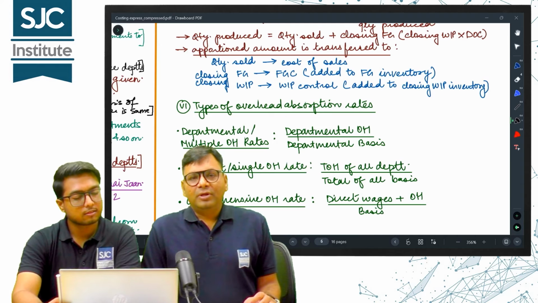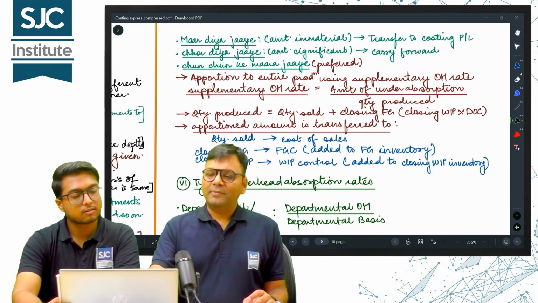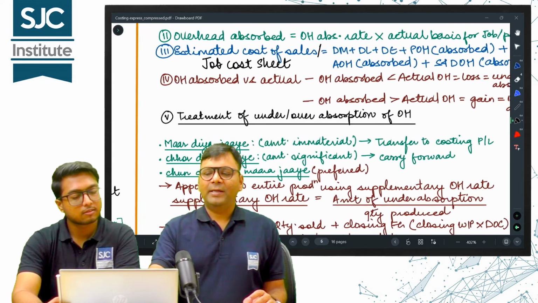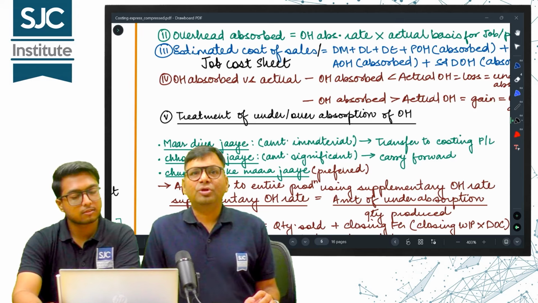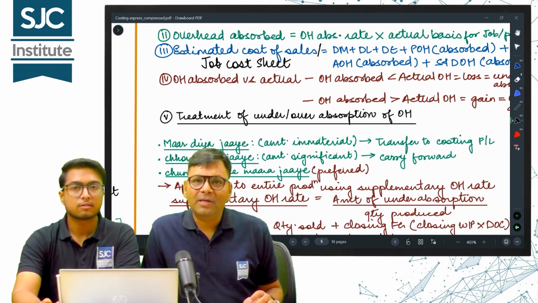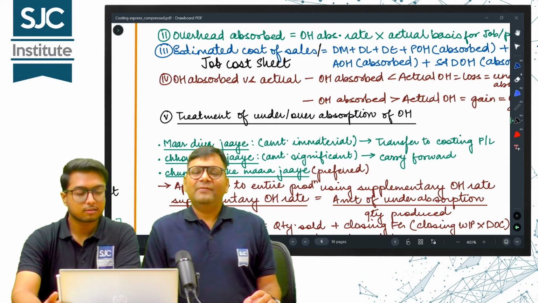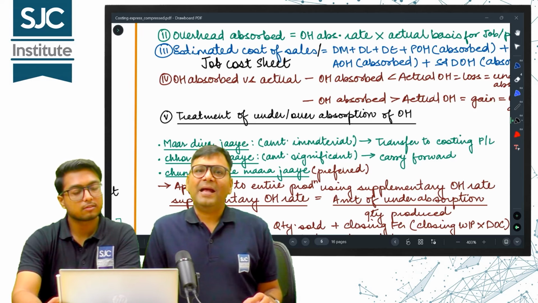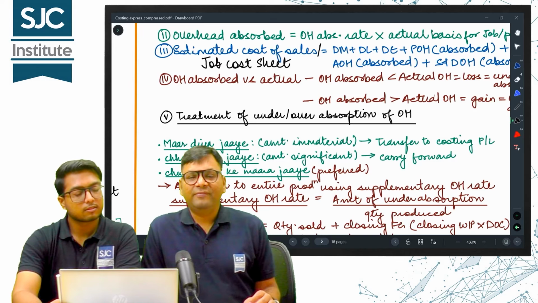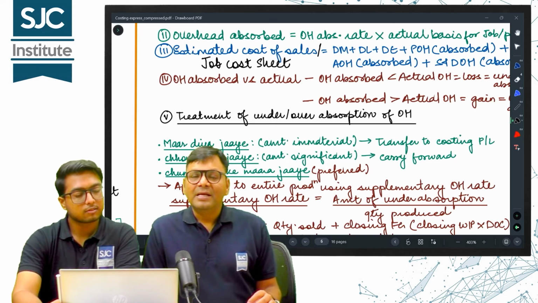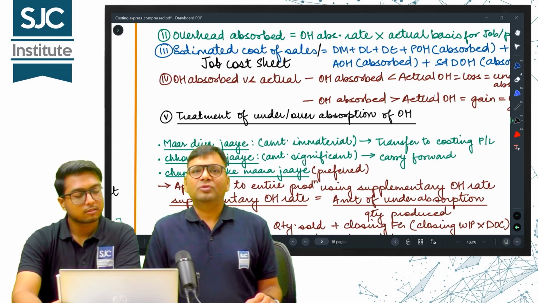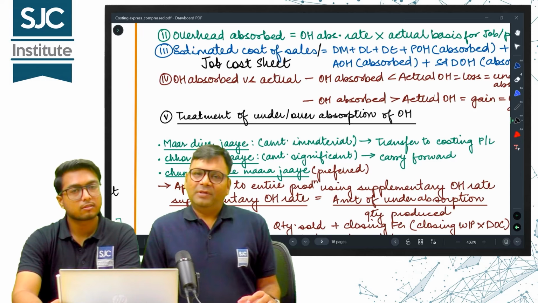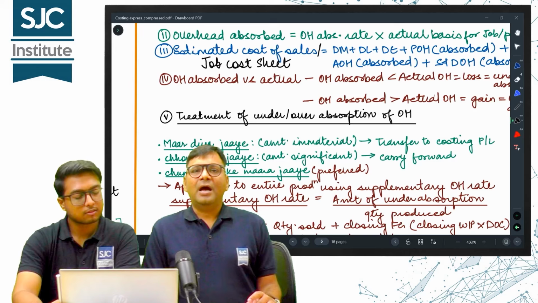Another important thing to note here is when you are calculating your under absorption or over absorption by comparing overhead absorbed with actual. This actual should not comprise of any kind of abnormal items. So in case if it is having any abnormal expenses like strike wages or power failure related expenses, then those abnormal expenses included in actual should be first charged to costing PL and then compared with overhead absorbed to find out the under absorption. So to sum up, first you will take overhead absorbed, then you will take actual overhead excluding abnormal expenses to get under absorption.